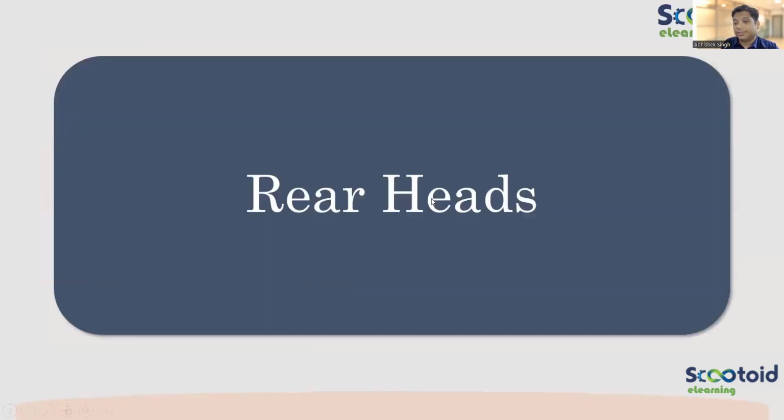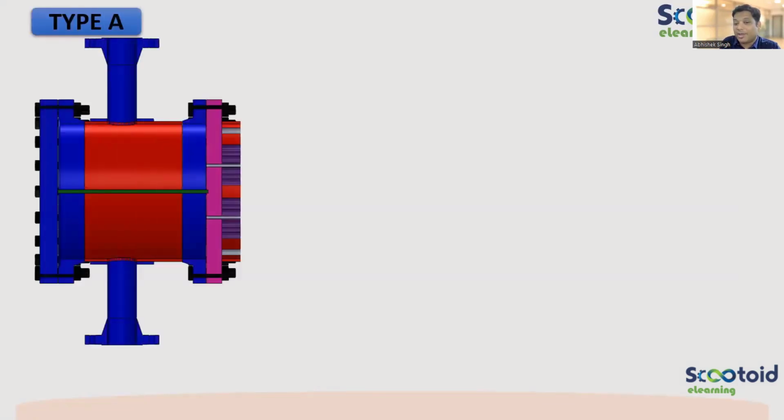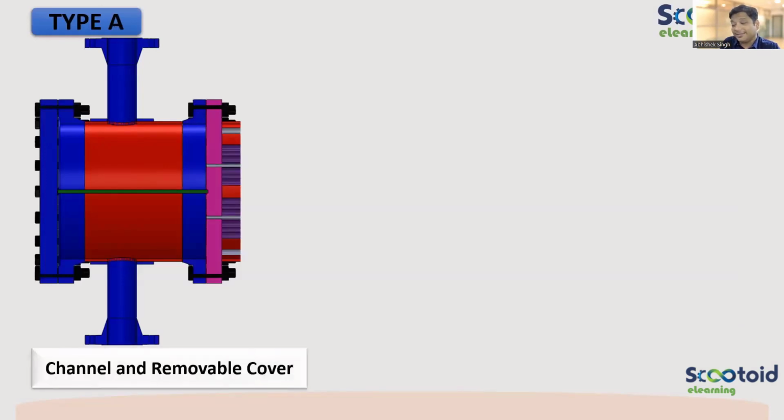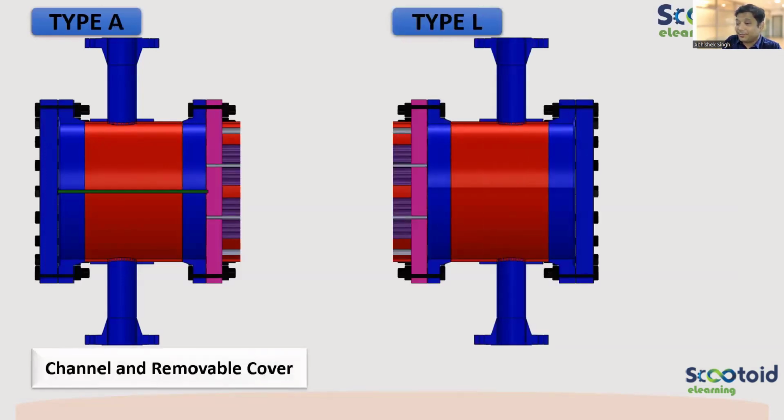Yes, good. Now let us talk about rear heads. So very good news. If you have understood the front heads, rear heads are just a copy of that. It will repeat one by one. So let us see why I'm saying that. There is type A. There is type L, which is just a copy paste of the first one. Only it's a mirror. Getting it? So type A and type L. Making sense, guys? Mirror image.